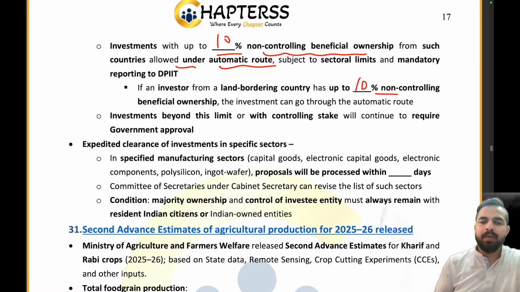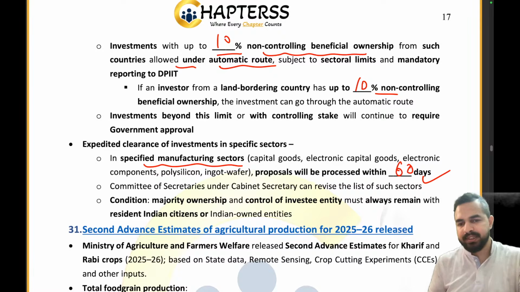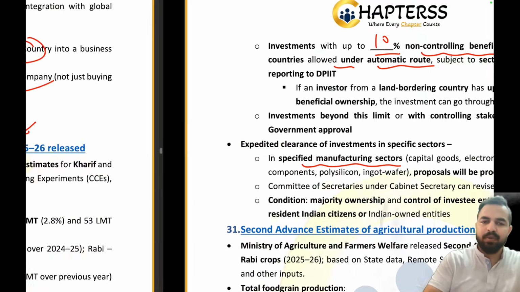Now what is the number of days within which the proposal should be processed in case of specified manufacturing sectors like ingot wafer, polysilicon, capital goods, electronic components? It will be within 60 days. That is the right answer. 60 days is the right answer. Clear everyone? Let's move on to the next article.